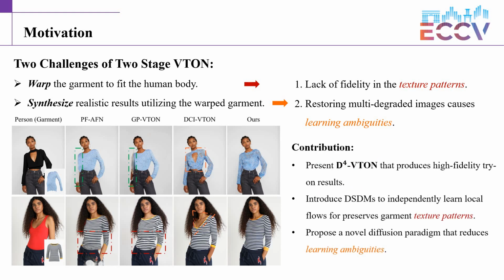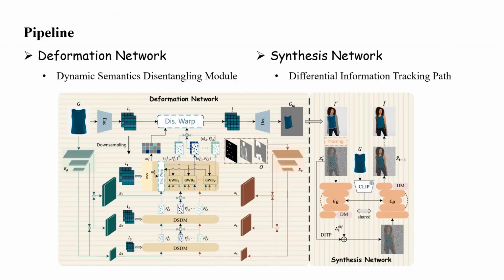To solve these issues, we propose D4-VTON, a virtual try-on model that preserves garment texture patterns and generates high-fidelity results. For the first challenge, we introduce dynamic semantic disentangling modules, which use garment feature self-similarity to learn local flows for semantically disentangled deformation. For the second, we propose a VTON diffusion paradigm that reduces ambiguities from multi-degradation recovery and improves overall performance through differential information tracking.